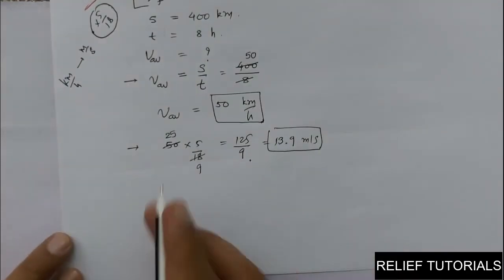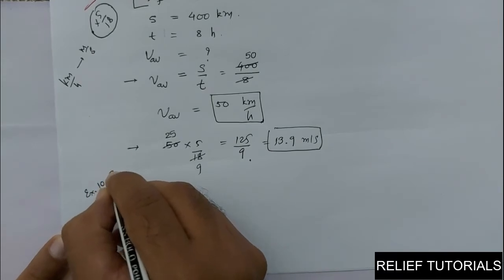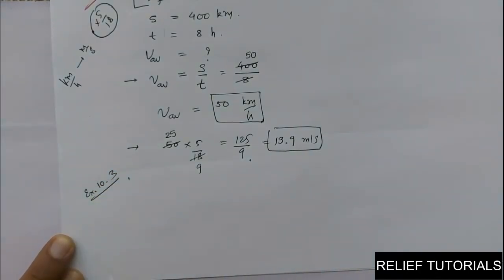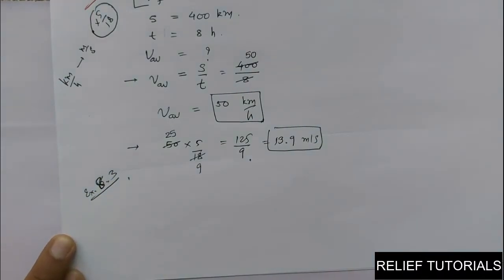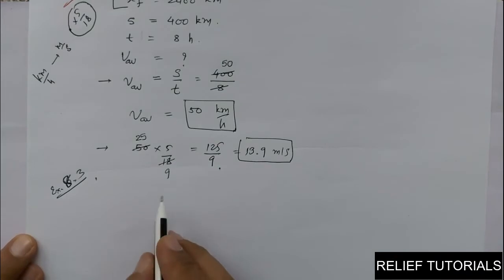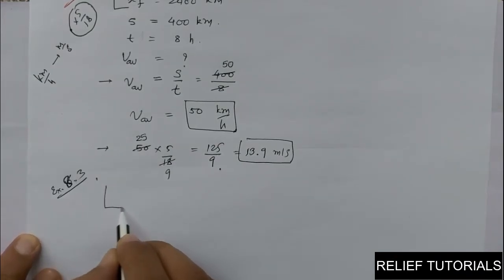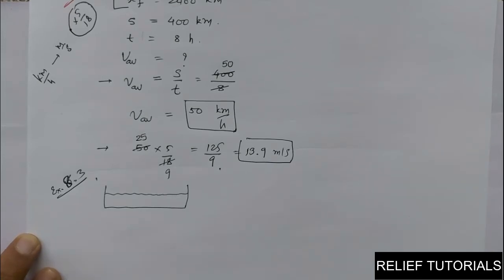So the condition is like this. Example 8.3 on page number 102. Usha swims in a 90 meter long pool. So the length of the pool, consider this is a swimming pool, and the length is 90 meter.